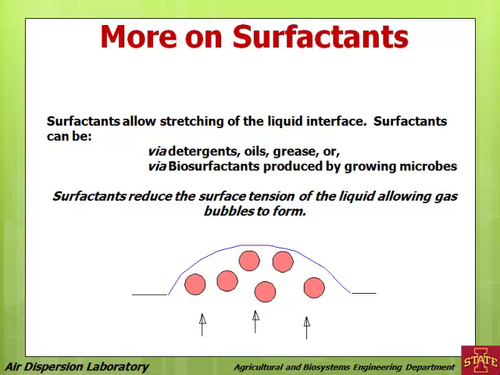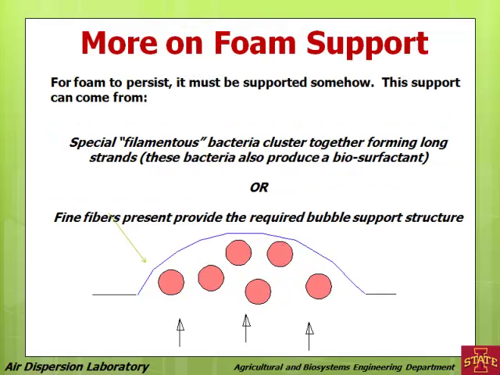So either way is a source for surfactants that allows the surface to at least allow itself to form a bubble. The interesting thing about how to get rid of foam then, after the fact, is to find a product with a much lower surface tension that then essentially rips the foam apart. Okay? More on foam support.